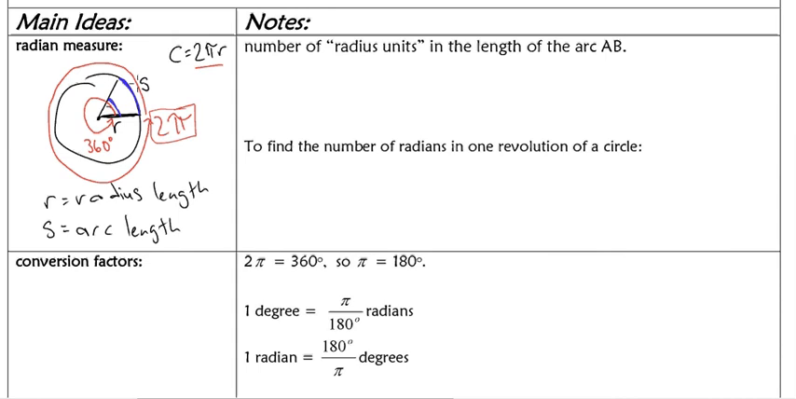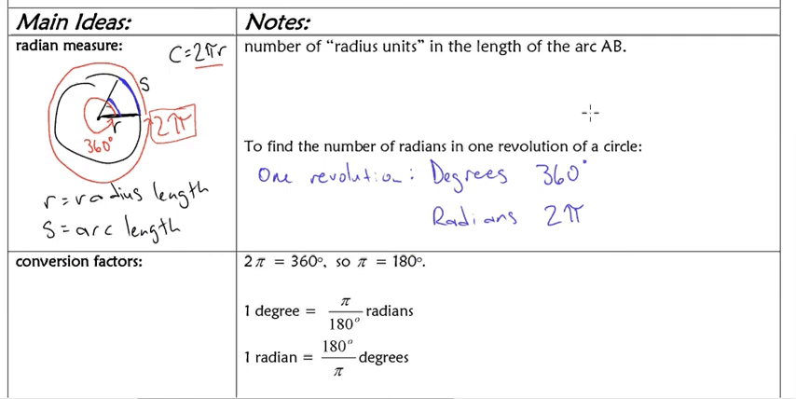All right, so to find the number of radians in one revolution of a circle, one revolution in degrees is 360 degrees, and one revolution in radians is 2 pi. That's the measure of the angle all the way around. It's 2 pi.